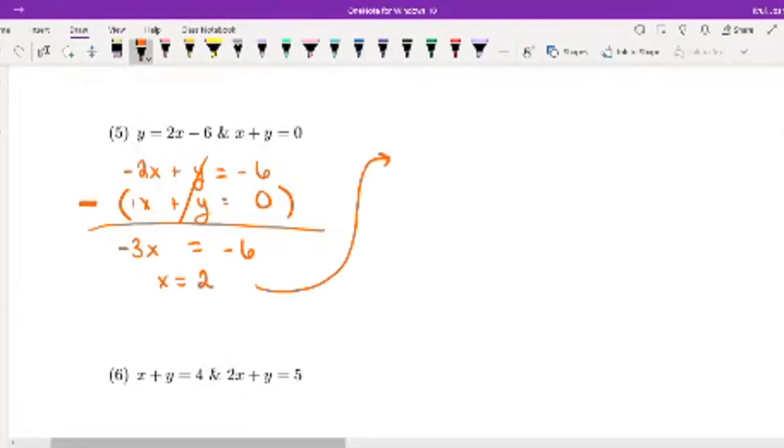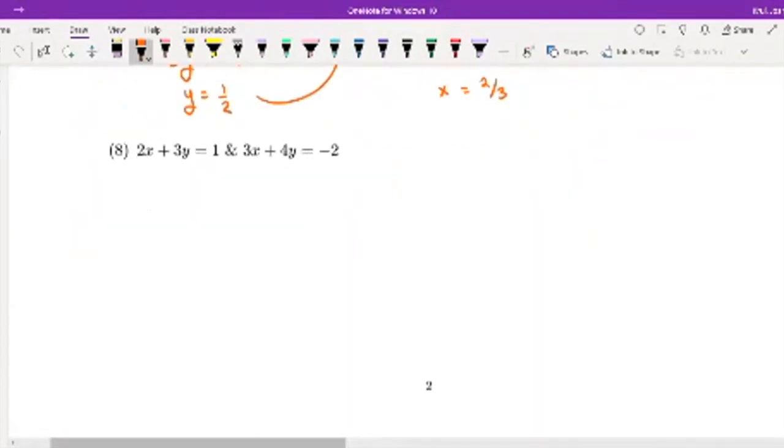Now that we know x is positive 2, we can plug it into one of the equations. And we get y is negative 2. So your solution is (2, -2). And last one. The x's and y's are already lined up. 2x plus 3y is 1. 3x plus 4y is negative 2.